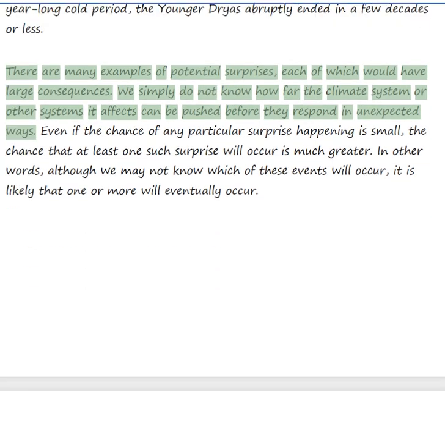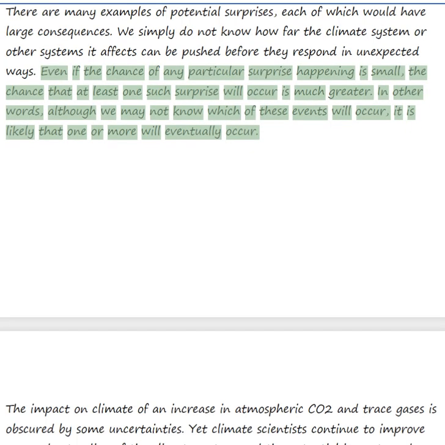There are many examples of potential surprises, each of which would have large consequences. We simply do not know how far the climate system or other systems it affects can be pushed before they respond in unexpected ways. Even if the chance of any particular surprise happening is small, the chance that at least one such surprise will occur is much greater. In other words, although we may not know which of these events will occur, it is likely that one or more will eventually occur.